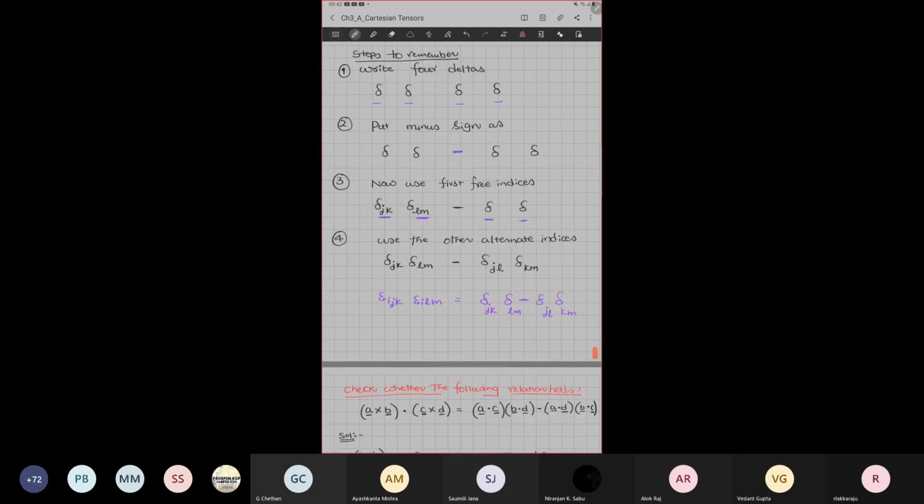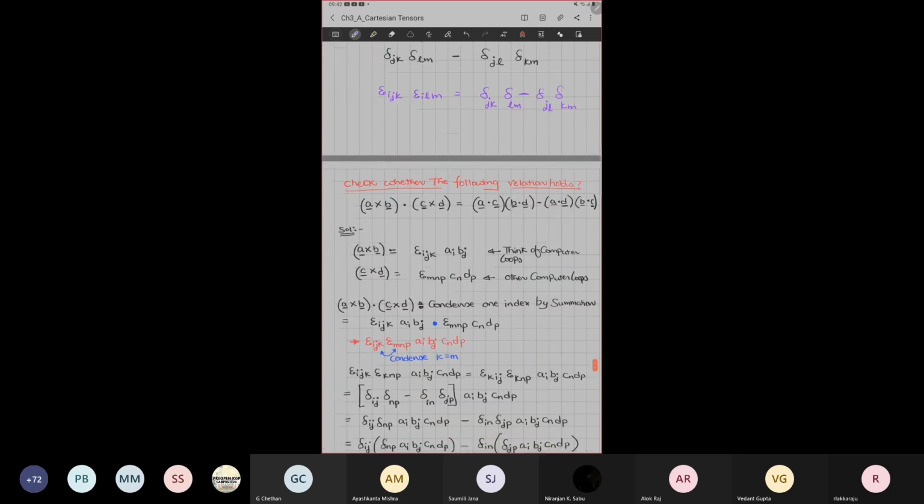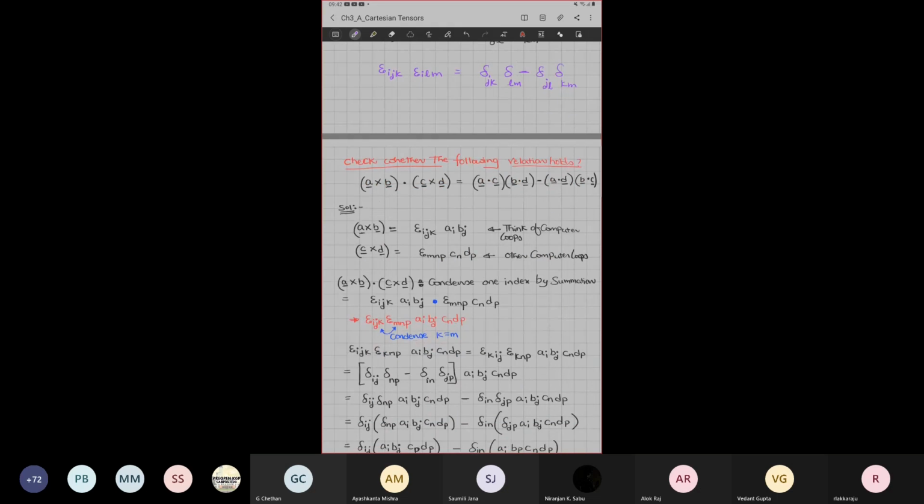Now let us look at one of the applications, why such kind of things become important. For example, let us look at these 2 vectors. Can you see a cross b dot c cross d? Now I would like to verify this relation.